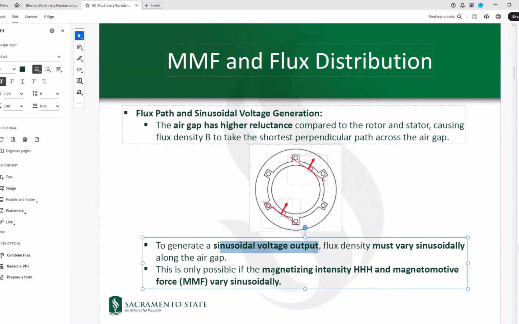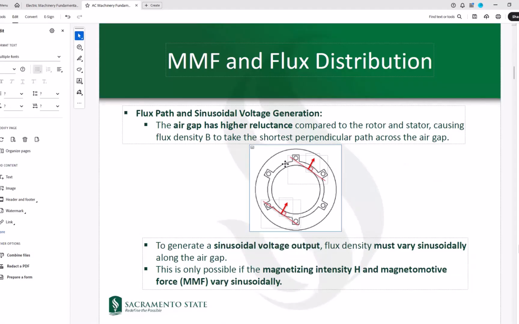So let's see what happens here. To generate a sinusoidal voltage output, in the case of a generator, this sinusoidal output voltage would be induced on the stator winding, which is the armature. To do that, the flux density must also vary sinusoidally along the air gap. This is only possible if the magnetizing intensity and magnetomotive force vary sinusoidally. Keep in mind that these armature windings are on the stator, so they are fixed. There is no rotation in the armature windings on the stator.